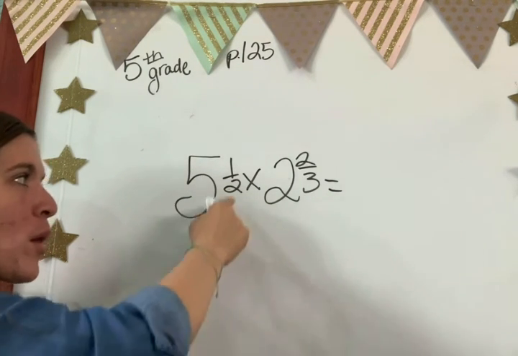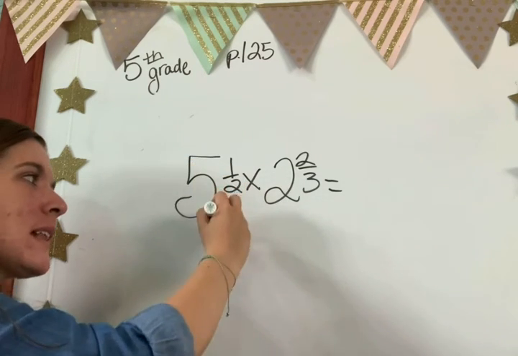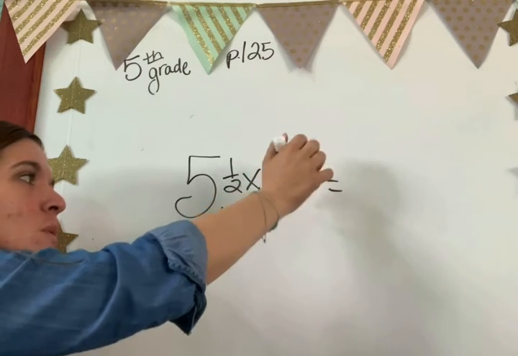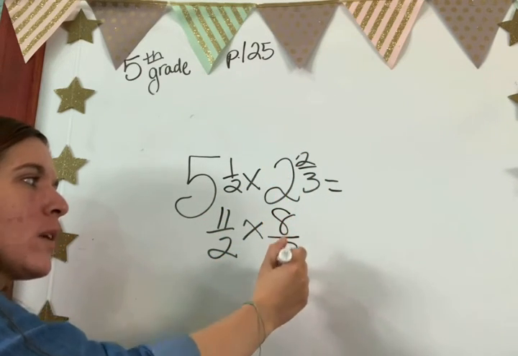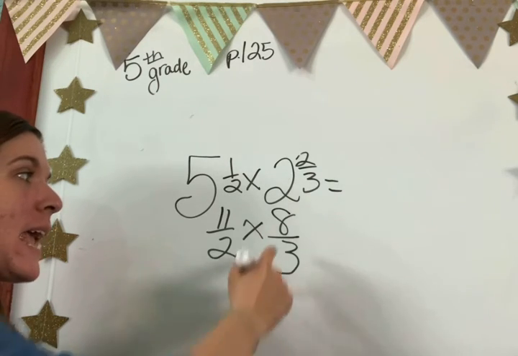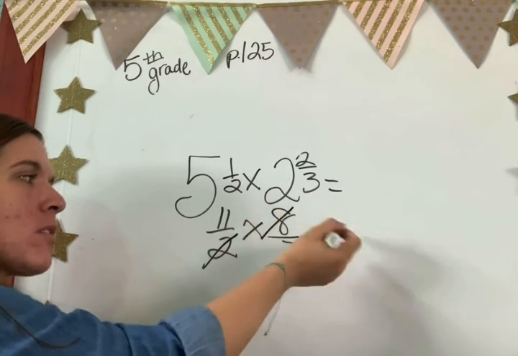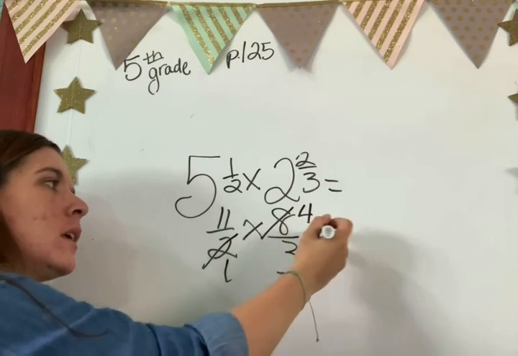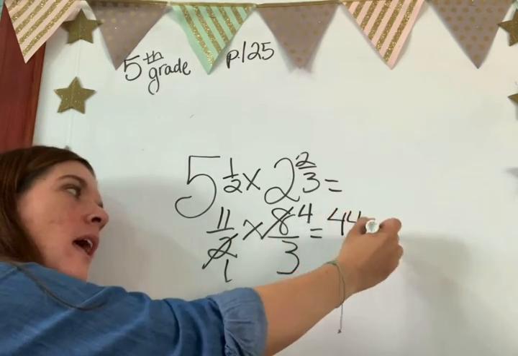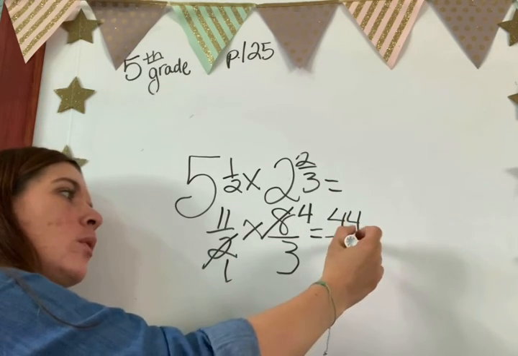Make this improper. 2 times 5 is 10 plus 1 is 11 over 2. 3 times 2 is 6 plus 2 is 8 over 3. Okay. Can you divide anything, Dueno? Yes, the 8 and the 2. Good. 8 divided by 2 is 4 and 1. 11 times 4 is what, Dueno? 44. And 1 times 3 is what, Dueno? 3.